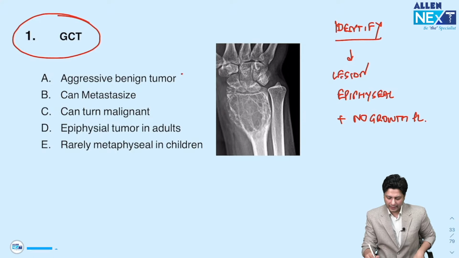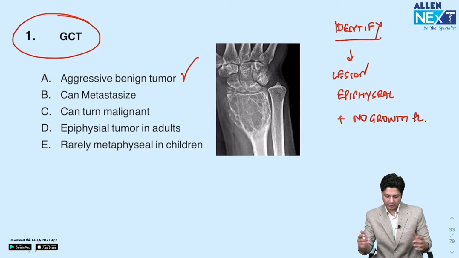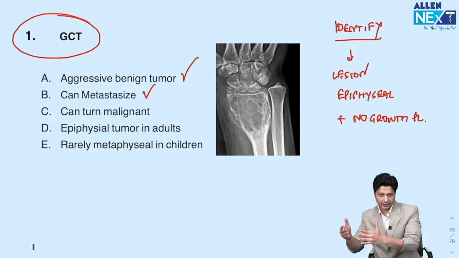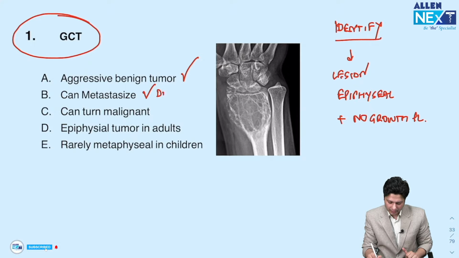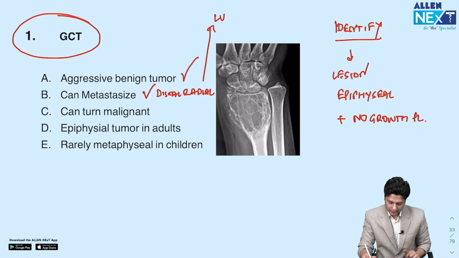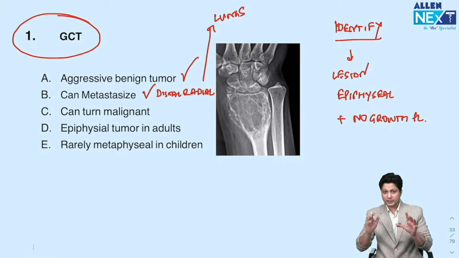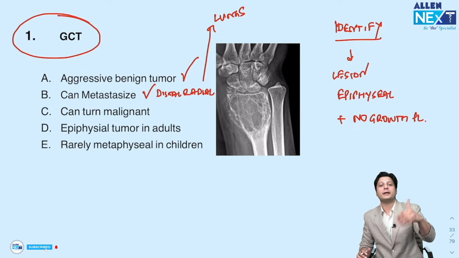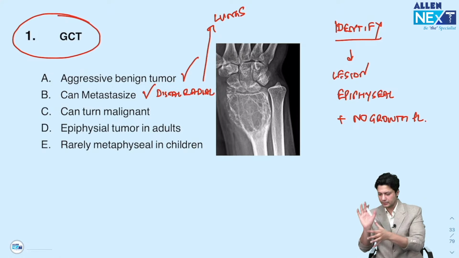All right. So it is an aggressive benign tumor. This is something which you are already aware of. It can metastasize even as a benign tumor. Yes, the distal radial GCT can metastasize to the lungs. All right. This is one such exception. ये एक ऐसा benign tumor है जो metastasize भी कर सकता है. All right. Distal radial GCT.